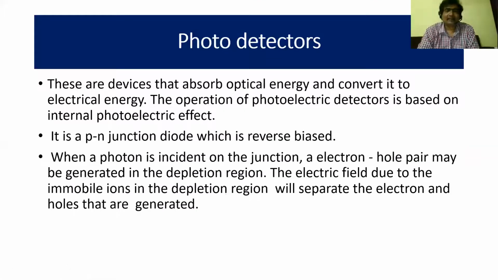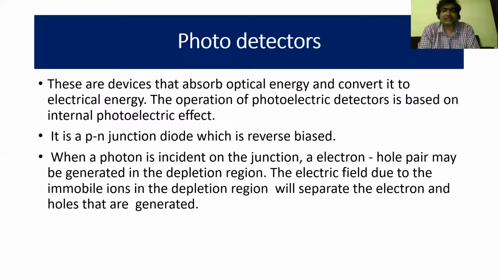Let us discuss something about photodetectors. First of all, let us see the definition. These are devices that absorb optical energy and convert it into electrical energy. So photodetectors are the devices which convert optical energy to electrical energy. The operation of photoelectric detectors is based on the internal photoelectric effect. It is a PN junction diode which is reverse biased. So unlike semiconductor laser diodes and LEDs, these photodetectors work in reverse bias condition.